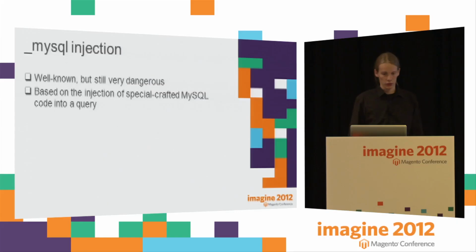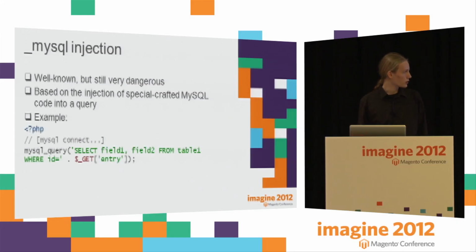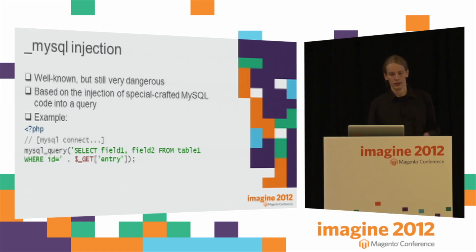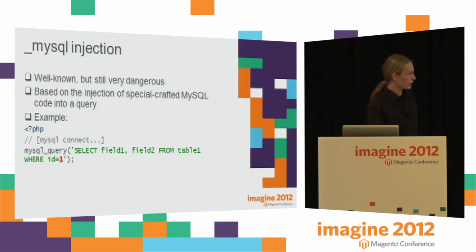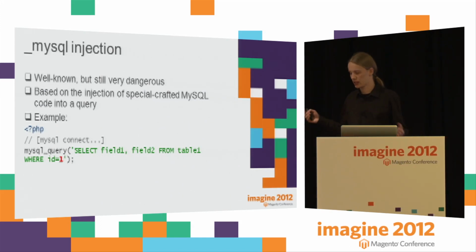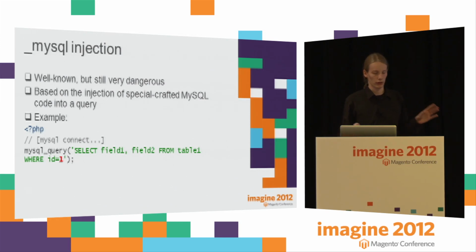So this looks basically like this. This is a very, very abstract example. We just have a select on field 1 and field 2 from table 1. And we use this $_GET entry as a variable to get the ID we want to fetch. Here nothing is checked. So usually it looks like this. For example, to fetch the first entry, it might be on a CMS page on a little software, wherever.